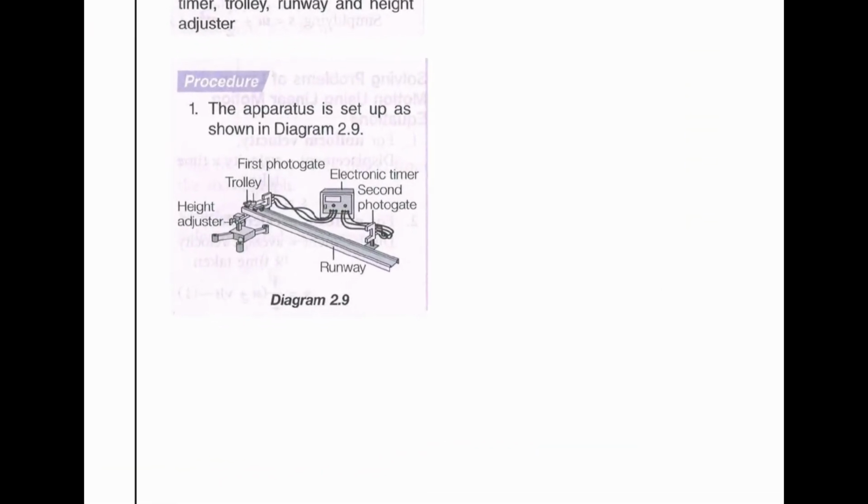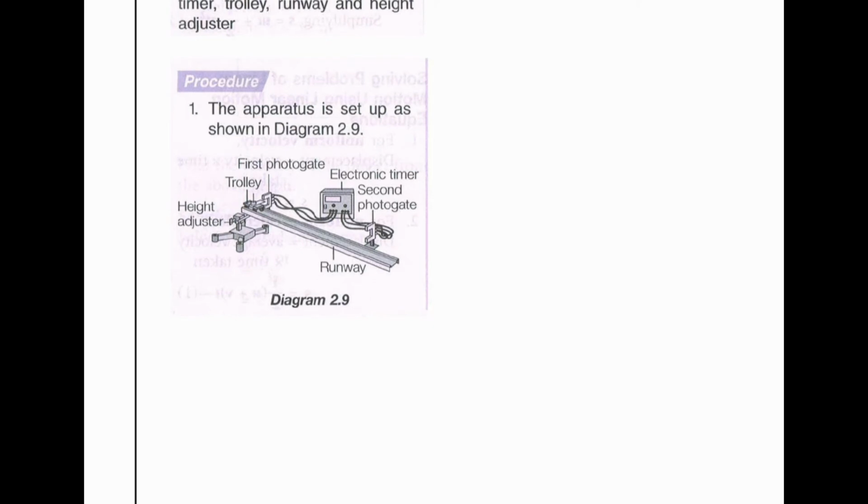Determine the velocity and acceleration of a trolley by using a Photogate system and electronic timer. Okay, we look at the aim first. To determine the velocity and acceleration of a moving trolley by using a Photogate system and an electronic timer. So maybe you are wondering what is Photogate system and electronic timer. So let's look at the pictures to understand more on this.